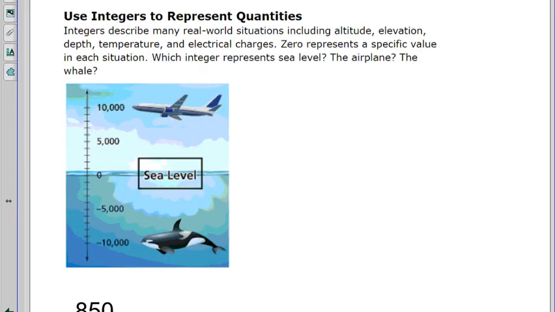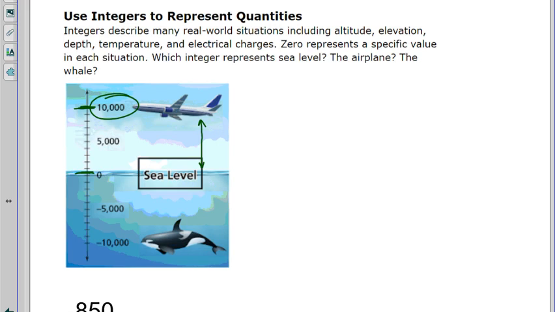So we do, as we said before, use integers to represent real-world things. And in this case, we're using it to deal with elevation and water depth. And we have an airplane up here. And it looks like the integer 10,000 feet, maybe, is representing the height of the airplane above sea level. Sea level is 0.